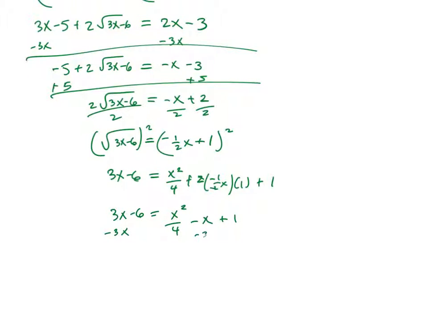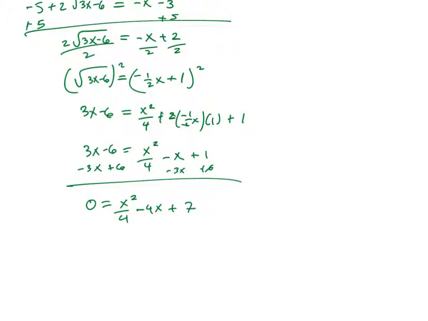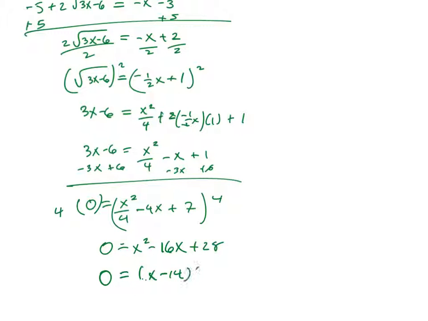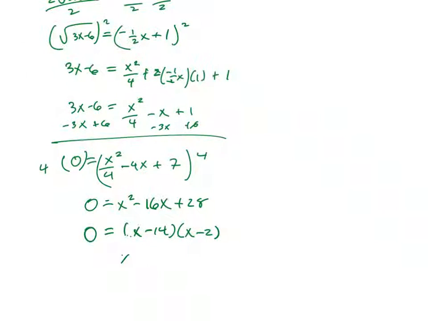Alright, so minus 3x on both sides, plus 6 on both sides. So 0 equals x squared over 4 minus 4x plus 7. Right? And right here, I want to cancel out that 1/4, so I'm going to multiply everything times 4. So I can cancel out. So this is 0 equals x squared minus 16x plus 28. Now two numbers that multiply to give you 28 and add to give you negative 16 are negative 14 and negative 2. So x minus 14 equals 0, x minus 2 equals 0. So x equals 14 or x equals 2.